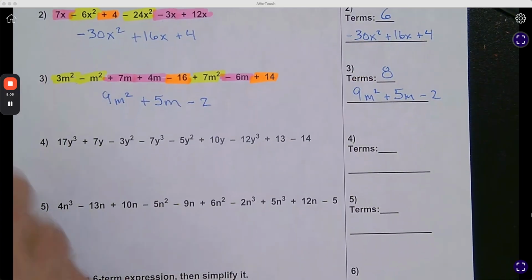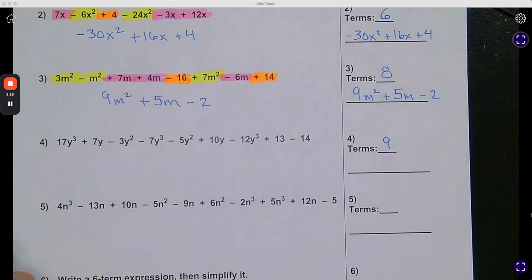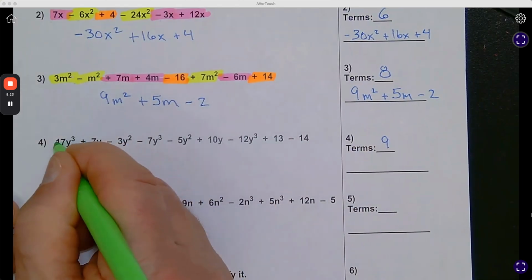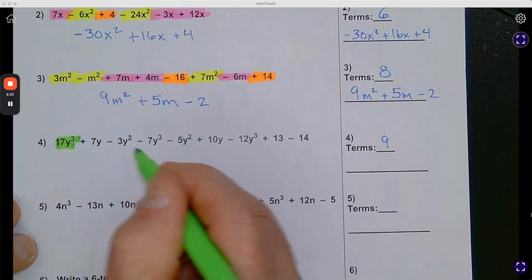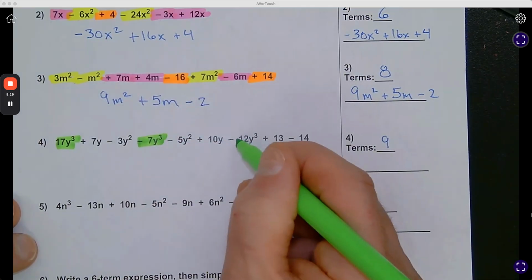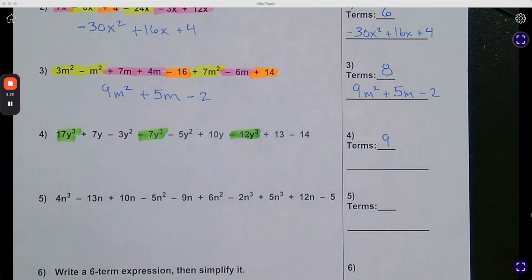Okay, wow. There's a lot going on here. Okay, there's 1, 2, 3, 4, 5, 6, 7, 8, 9 terms. This is cray-cray. 9 terms. All right, I'm going to go ahead and highlight those y cubed. That's a category. There's another y cubed term. And there's another one right there. Okay, so those are my y cubed.